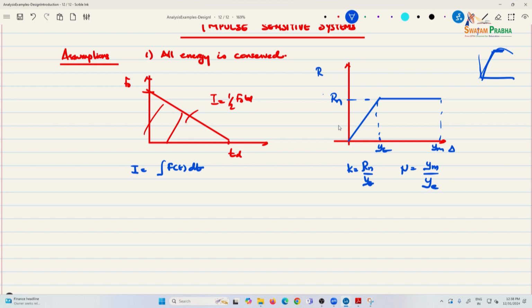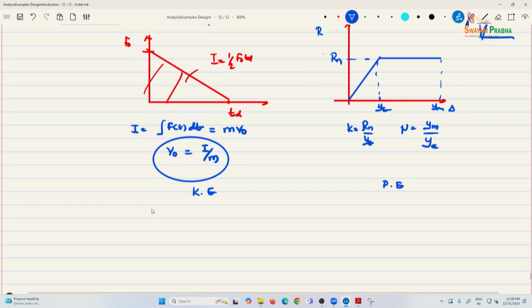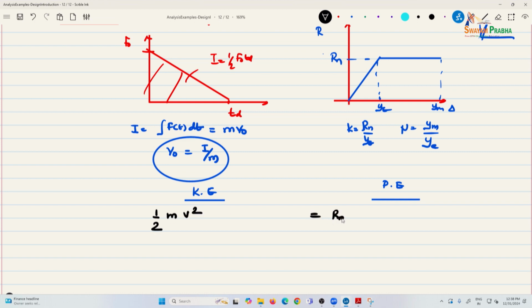So this is m v naught. So v naught is I divided by m. Then your kinetic energy equals potential energy. So we have 1/2 m v squared equals Rn, same thing, times (ym minus ye by 2). So substituting 1/2 m, we have done this before, but we will look at it from a slightly different perspective.